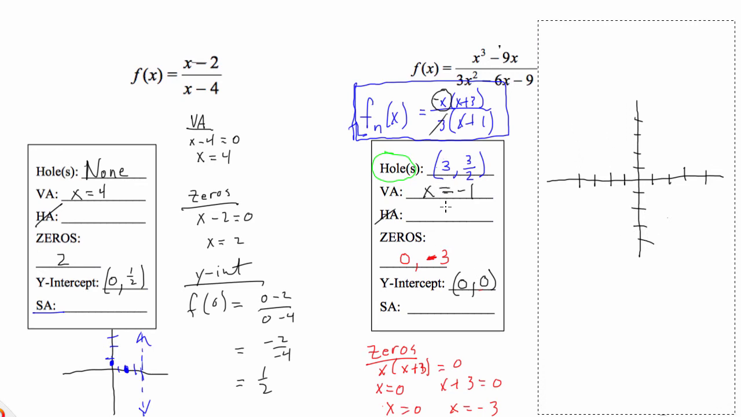Okay, so the hole. The hole is located at 3/2. So we go to 1, 2, 3. We go up to 3/2, which is just 1/2, 2/2, which is 1, and 3/2, which is right about here. And we put in an open circle for the hole.